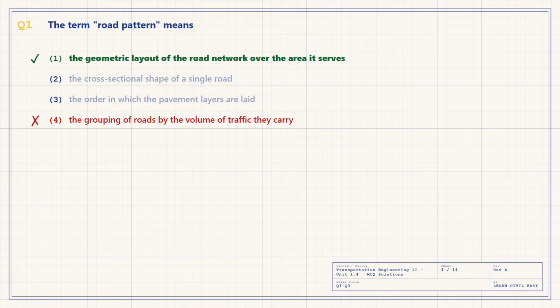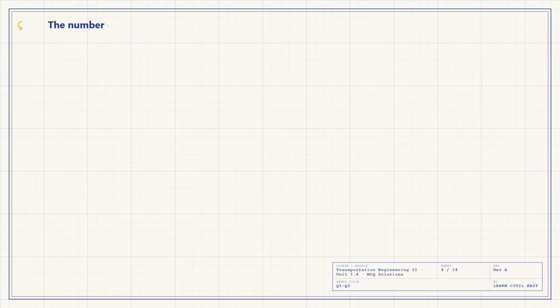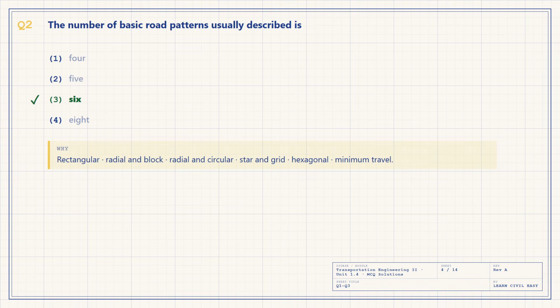Look at the wrong options because each of them is a real thing from a different topic. The cross-sectional shape of a road is the road cross-section. The order in which the pavement layers are laid is pavement composition. And grouping roads by traffic volume is classification. If you have just finished topics 1.1 to 1.3, option 4 is the trap because classification is fresh in your mind. Say it clearly to yourself. Classification is about what a road is. The pattern is about what the network looks like from above.